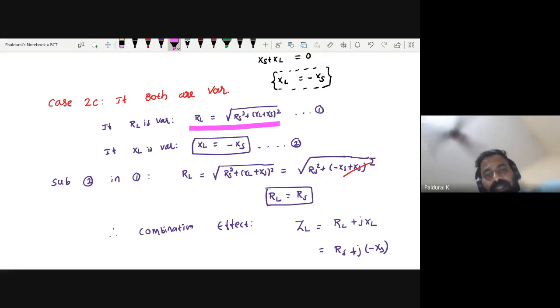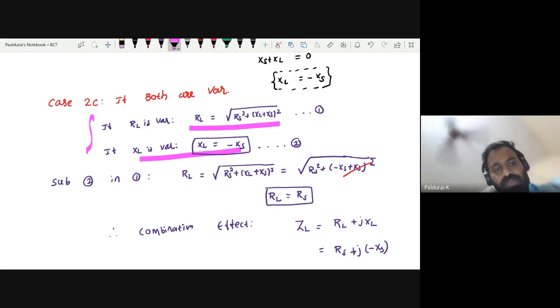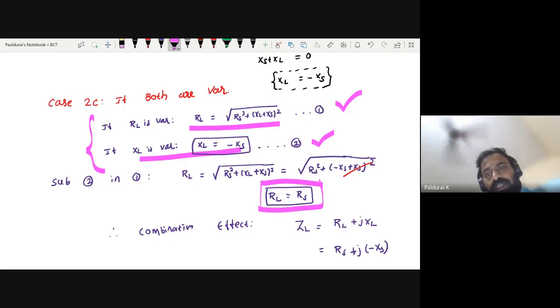Case 2A, RL is variable. This is my result. Case 2B, XL is variable. This is my result. I am combining these two. For that, what I am going to do? I am going to substitute equation number 2 in 1. This is my equation number 2. Substitute equation number 2 in 1. We will end up with this another beautiful relation, RL equal to RS.